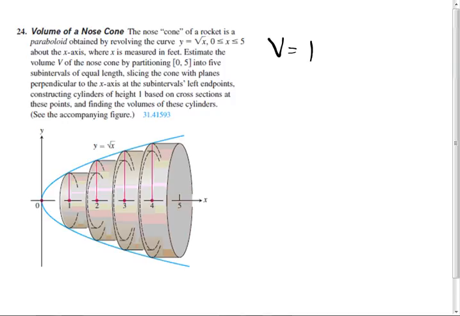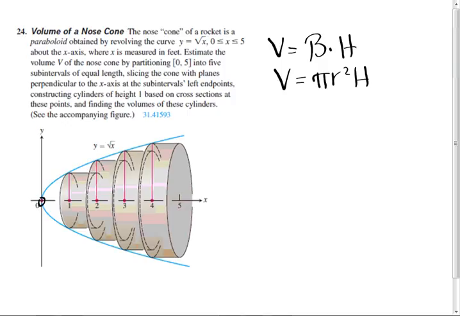Base times height. That's exactly right. That's very good. And the area of the base is pi r squared h. So how many of these cylinders do you have to add up? 1, 2, 3, 4. Looks like just 4. It says estimate. It says 5 intervals. Oh, how big is the cylinder at the origin? 0. The radius is 0.